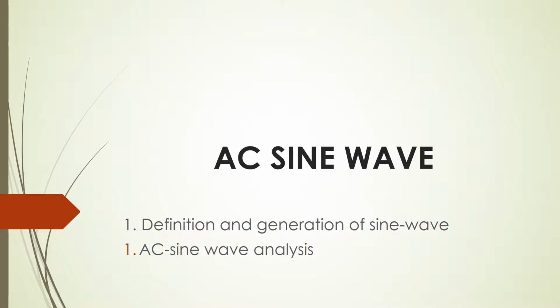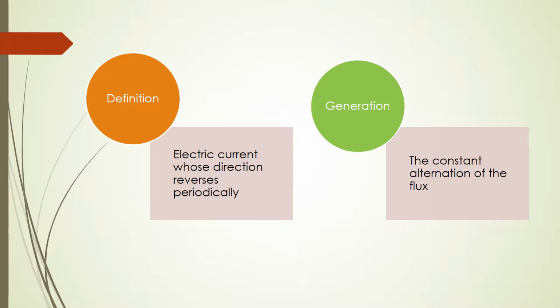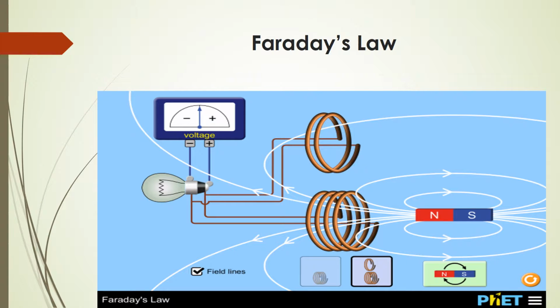In this video, I'm going to talk about the definition and the generation of a sine wave, as well as the expression of the AC sine wave function. AC is defined by electric current whose direction reverses periodically, and is generated when there is a constant alternation of the flux. In particular, let's have a look at this physical phenomenon.